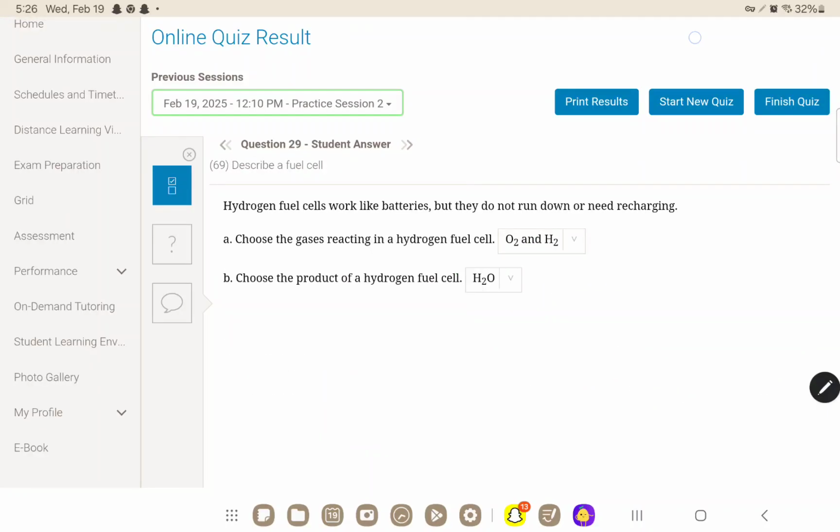Now, moving on. Choose the gases that work in a hydrogen fuel cell: O2 and, of course, hydrogen, and it produces H2O. Memorize. We already had this question like a million times.